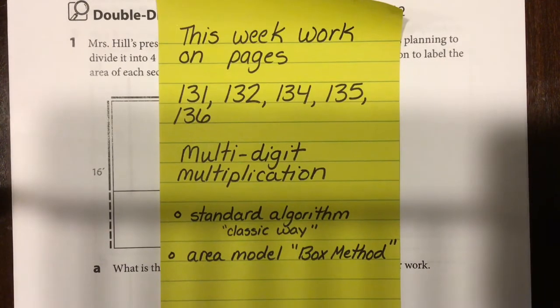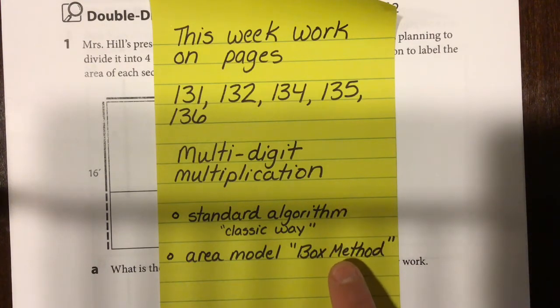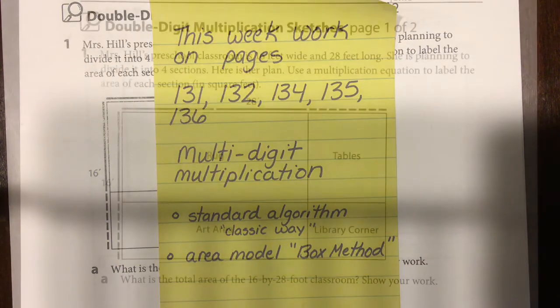The first is the standard algorithm, or what I like to call the classic way. And then we're also going to practice the area model, or we used to call it the box method. You learned about this strategy at the very beginning of the school year, and we're going to review it and practice it, and we're going to see how these two strategies are related. Okay, let's go ahead and get started.